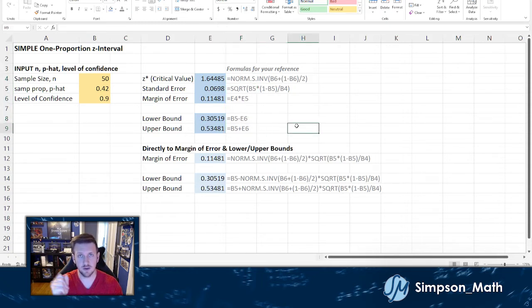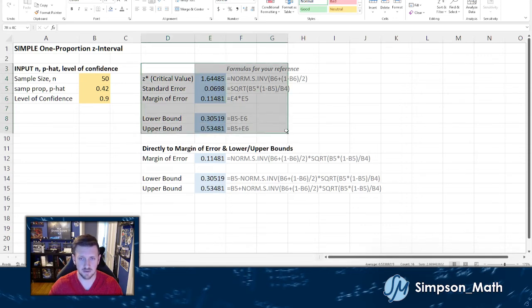Like I said, if you want to do it in one step without all of these steps, I could get rid of all of these, and notice these formulas down here are not using any of these formulas right here, nothing in the E column, only everything over here in these three cells.